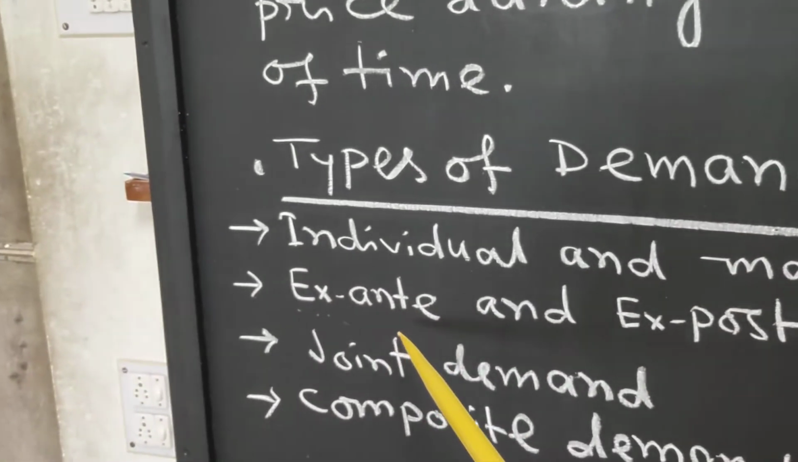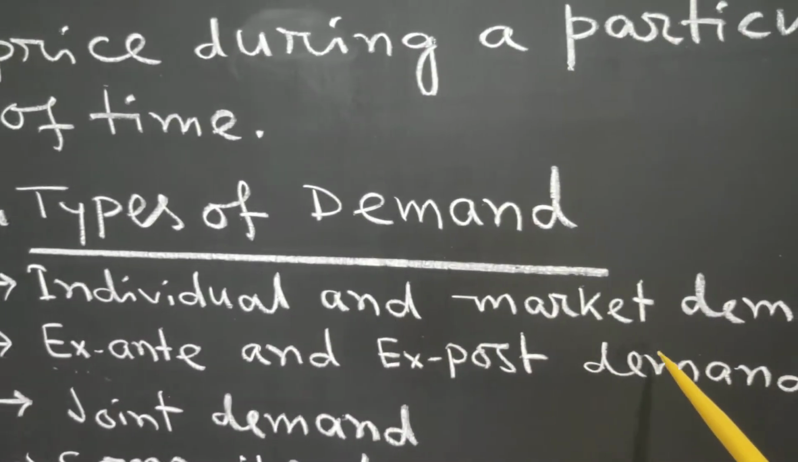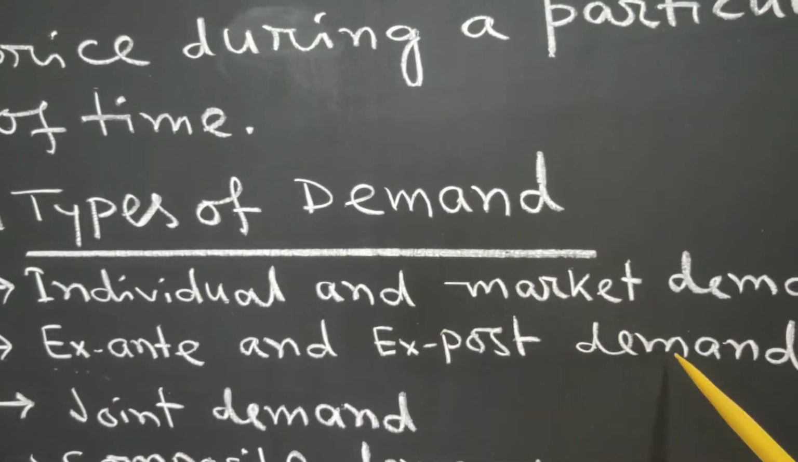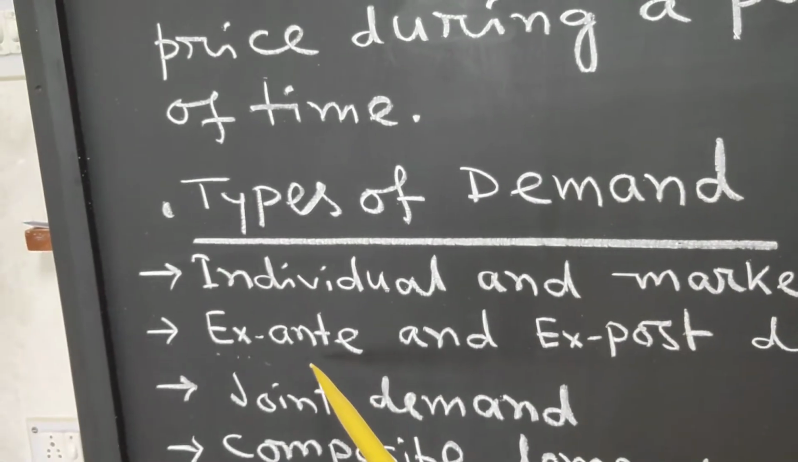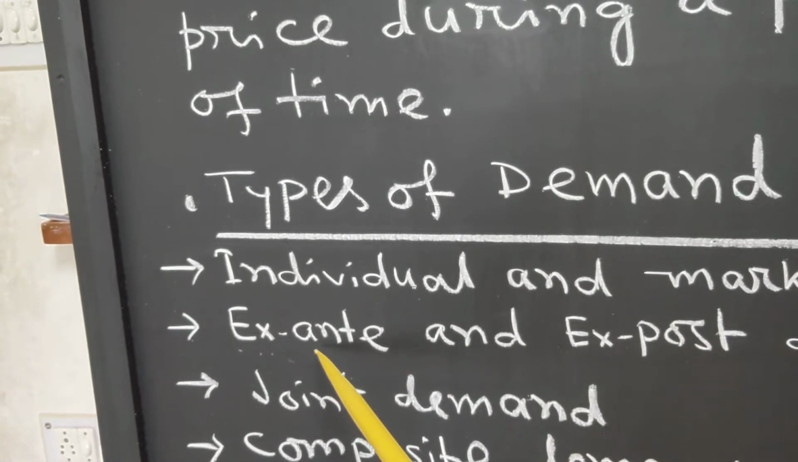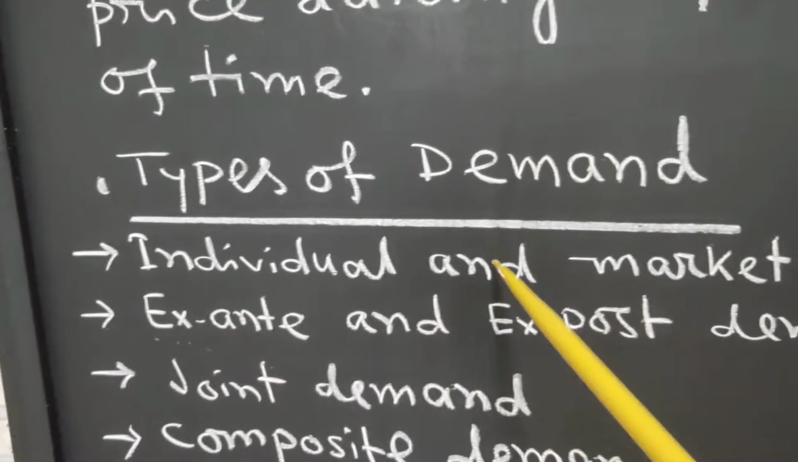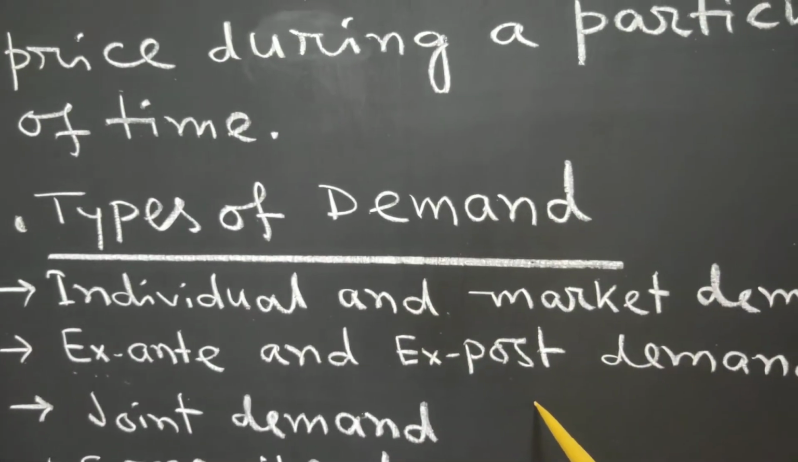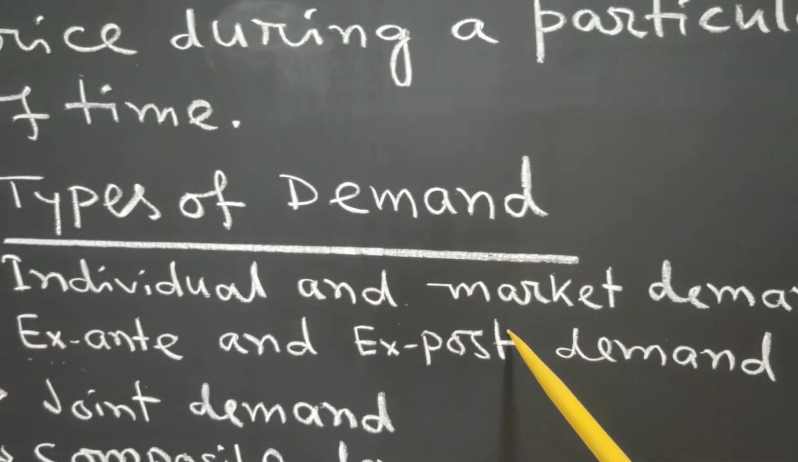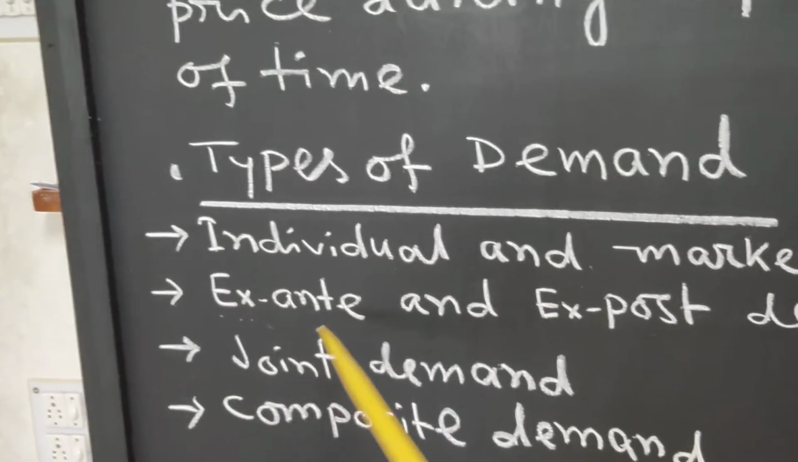Next, ex ante and ex post demand. Ex ante means the consumer has not purchased yet, but wants to purchase at a given price and given time. And ex post means already purchased at a given price and given time. That's why ex post.